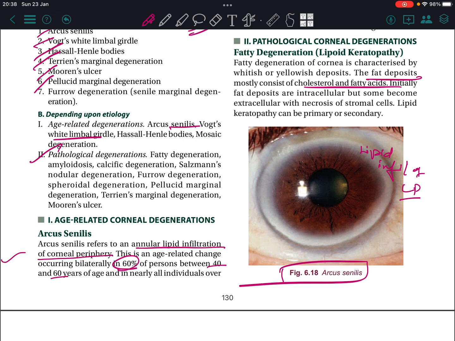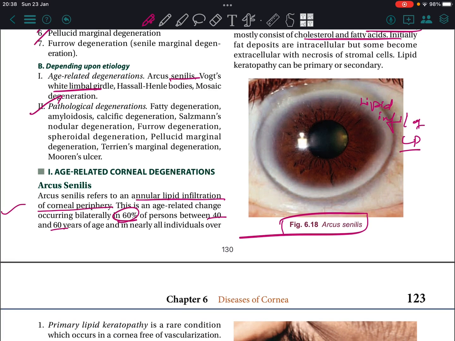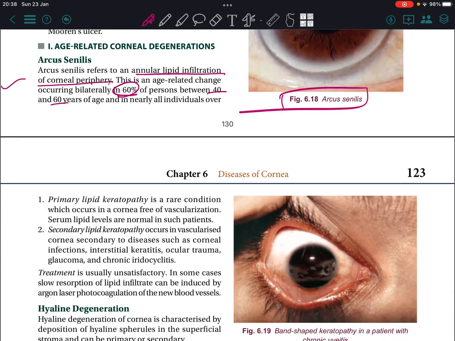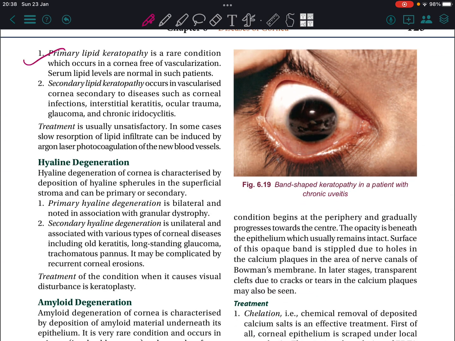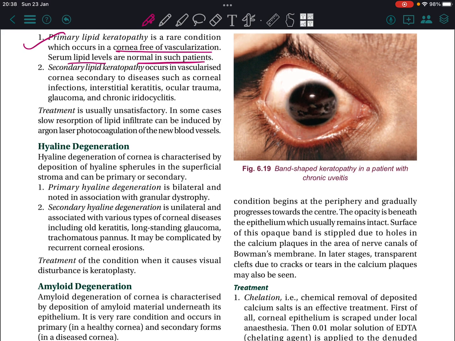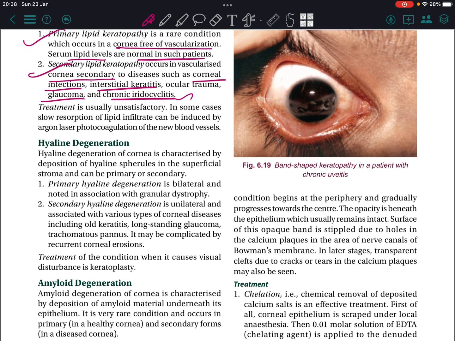Initially fat deposits are intracellular but become extracellular with necrosis of stromal cells. Lipid keratopathy can be primary or secondary. Primary is a rare condition which occurs in a cornea free of vascularization. Serum lipid levels are normal in such patients. Secondary occurs in vascularized cornea secondary to diseases such as corneal infection, interstitial keratitis, ocular trauma, glaucoma, chronic hydrops, etc.